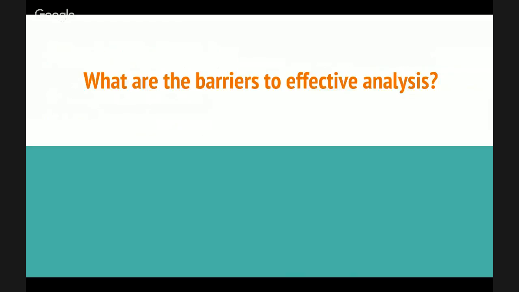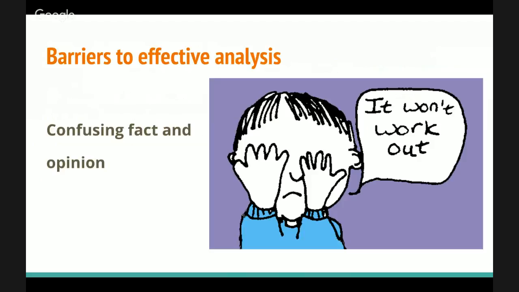What are the barriers to effective analysis? The first one is confusing fact and opinion. Effective analysis requires obtaining relevant facts to answer questions, support a conclusion or formal opinion, or test hypotheses. Facts by definition are irrefutable, meaning that any person involved in the analysis should be able to agree upon them.